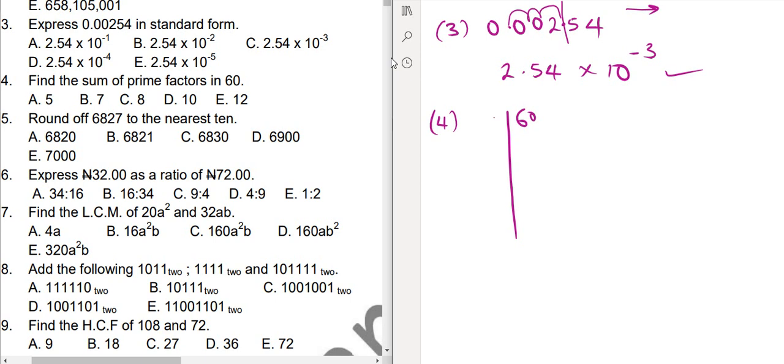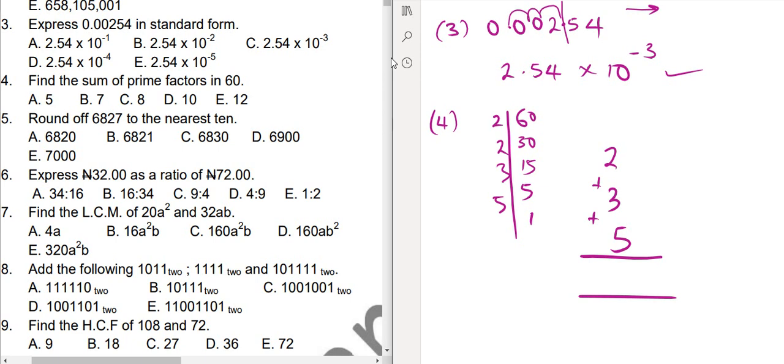So let's go. Can 2 go? Yes, sir. 2 into 60 is 30. 2 into 30 is 15. 3 into 15 is 5. 5 into 5 is 1. So the various prime factors are 2, 3, and 5. These are the various prime factors, right? Yes. So we want to look for the sum. Can we add them? Yes. 2 plus 3 is 5, plus 5 is 10. Option D.